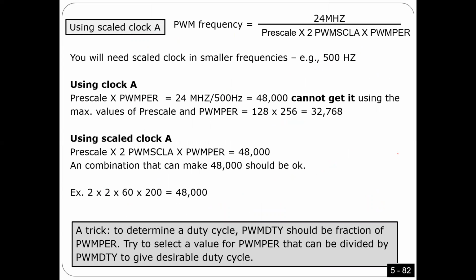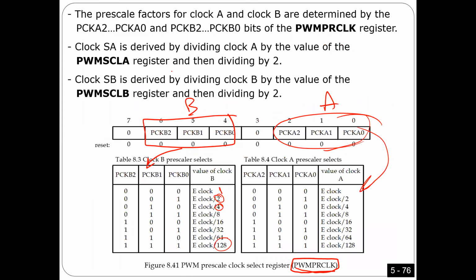Here I give you another example, if I use a scale to clock A. Again, it's just a formula. For example, if I want to generate 500 hertz, for sure you should not try to use clock A here. You should not even think about clock A, because you remember when I explained about the minimum and maximum for clock A. Let me go back.